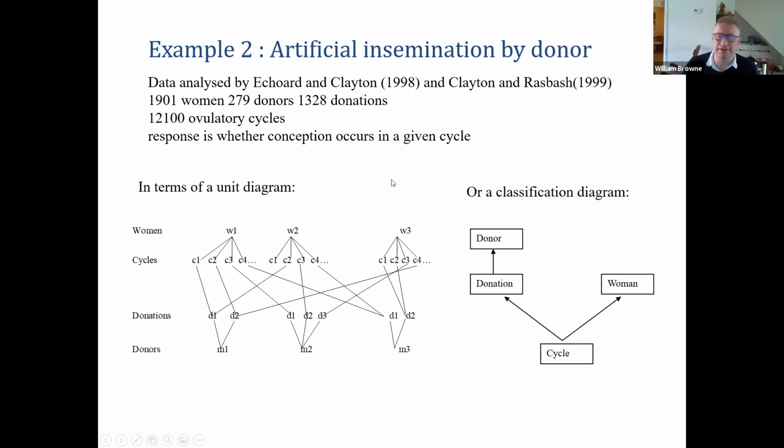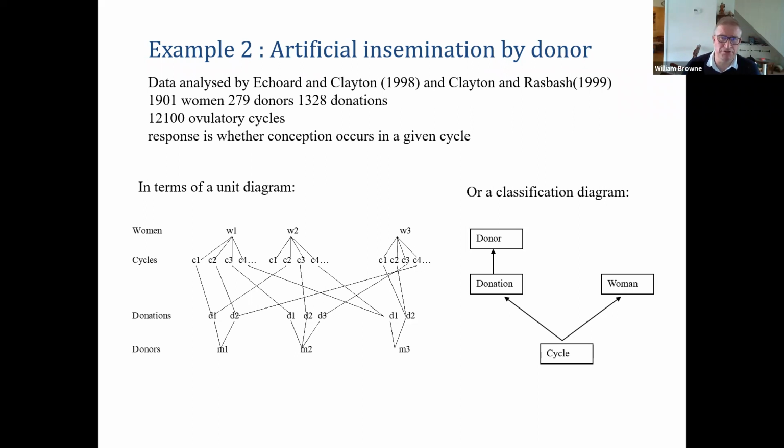Let's look at, we're going to call it example 2 because Fife is example 1. And this is data that originates with David Clayton and his collaborator Rennie Echoshar. They analysed this in a paper in 1998. And David Clayton again looked at this as his example with our former colleague John Rasbash, who we've mentioned in passing earlier. They developed a new algorithm called the AIP, or Alternated Imputation and Prediction algorithm, for fitting cross-classified models, and in that paper in 1999, this was the example that they used.